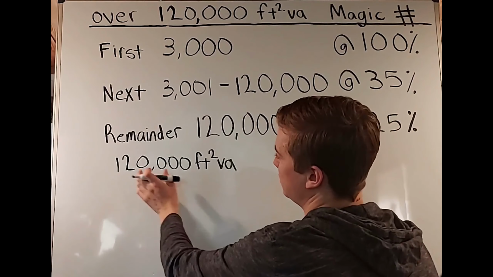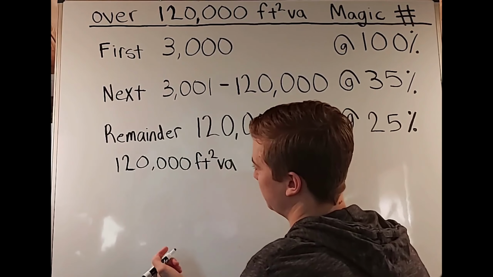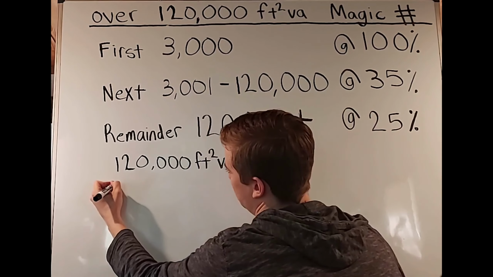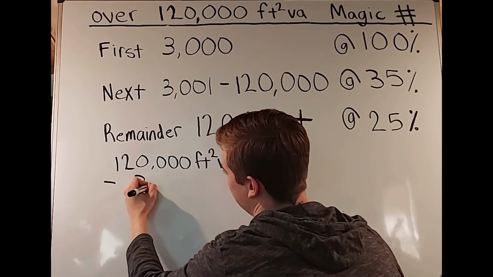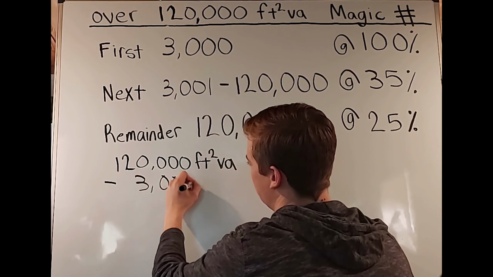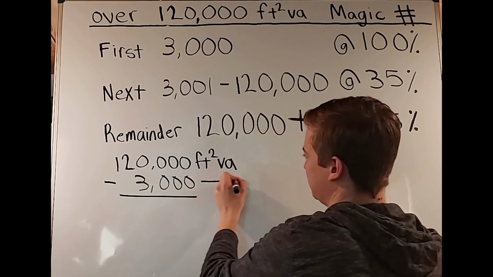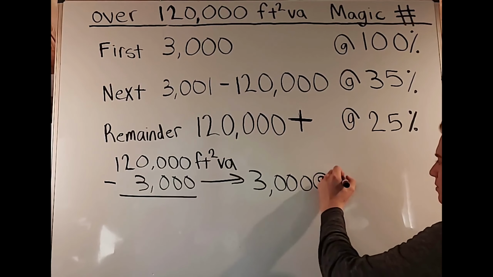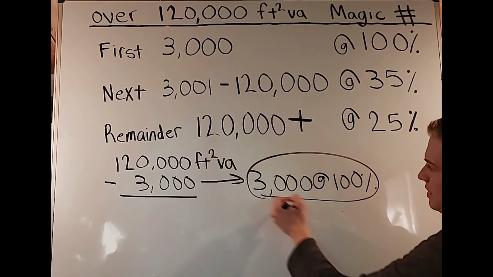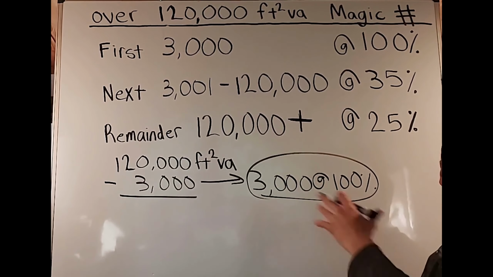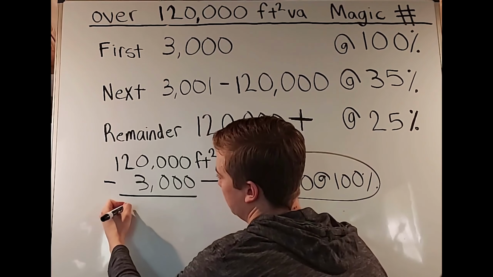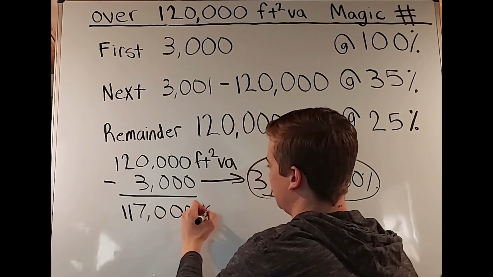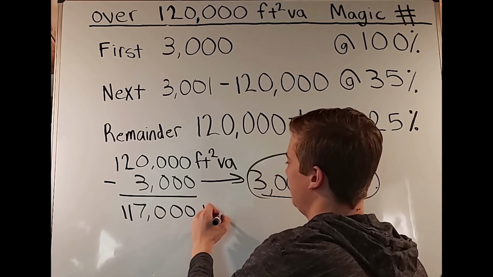So if we have 120,000 volt amps per square foot, we know that we're going to have the first 3,000 at 100%. So right off the bat, we can subtract that 3,000. I like to say that we put it off to the side. So we can put it off to the side here and label it as 3,000 at 100%. I'm going to give this a quick circle just so I remember this is a number that I'm going to add back later on. From here, we're going to have 117,000, and we're going to need to multiply the rest of this at 35%.